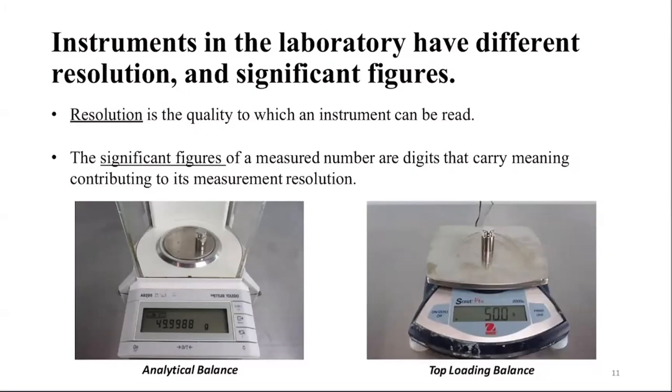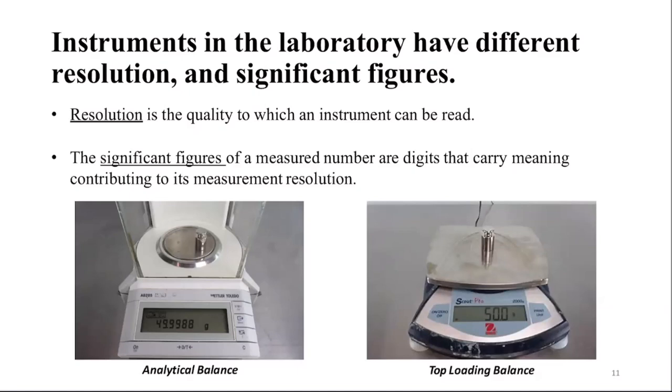So going back to the concept of instruments in the laboratory. Measuring length and measuring volume is one of the many things that we do in the laboratory. Now, sometimes we have different instruments that do the same job, okay? So you guys can see here that we have 2 instruments to measure the mass of an object.